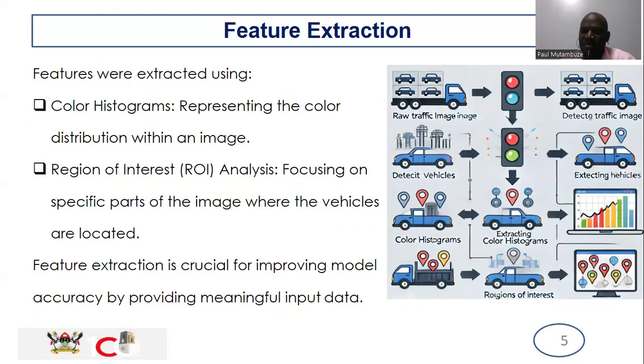Feature extraction. During the process of feature extraction, we used color histograms, where we represent the color distribution within a particular image. Then we focused on region of interest analysis, focusing on specific parts of an image where the vehicles were located. Feature extraction is crucial for improving model accuracy by providing meaningful input data.